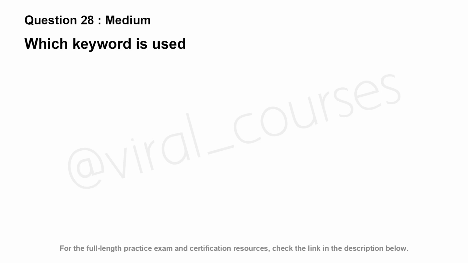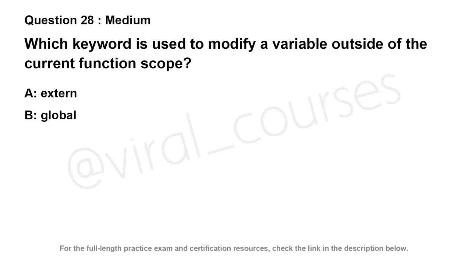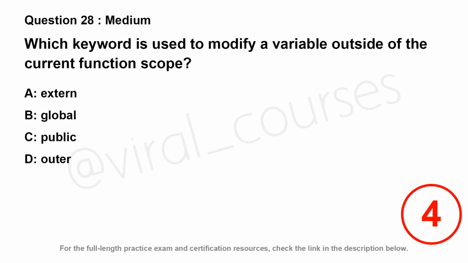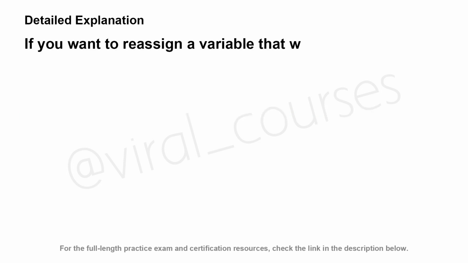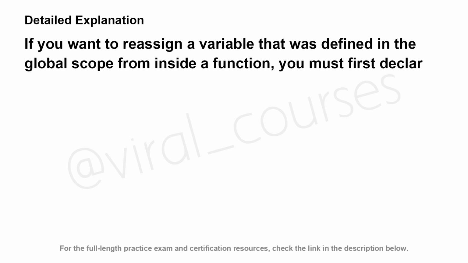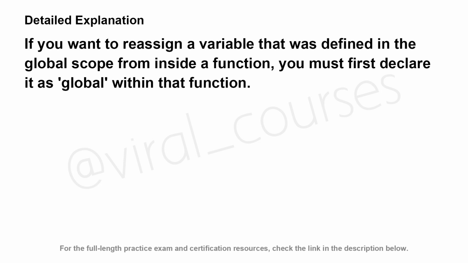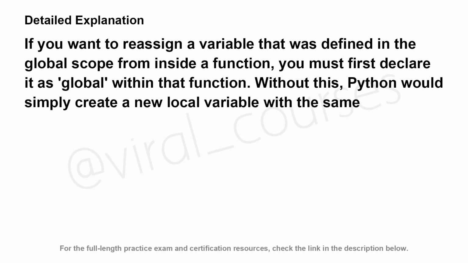Which keyword is used to modify a variable outside of the current function scope? Option A, extern. Option B, global. Option C, public. Option D, outer. The correct answer is B. If you want to reassign a variable that was defined in the global scope from inside a function, you must first declare it as global within that function. Without this, Python would simply create a new local variable with the same name.